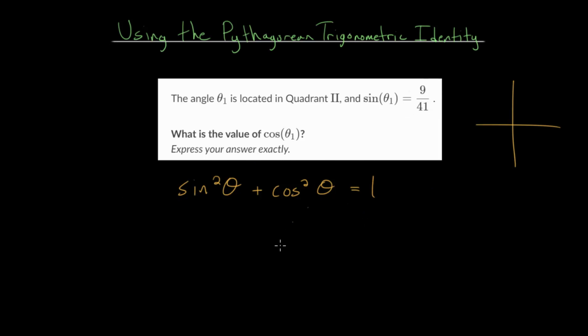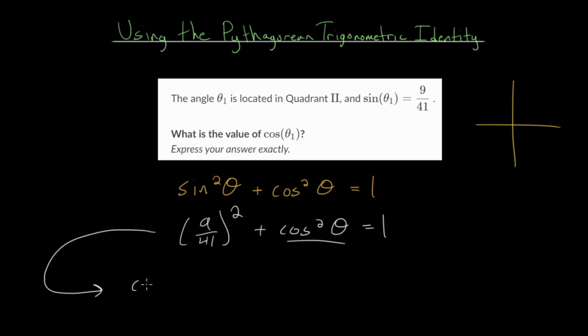So let's plug in what we know. We know that the sine of theta is 9 over 41. So we will plug that in for sine of theta, and since we're squaring the sine of theta, we will square this number. This is equal to the cosine squared of the angle, and this is equal to 1. So we will solve for the cosine, since that's what we want here. We have that the cosine squared of the angle, we can call this theta 1 if we want, is equal to 1 minus this fraction squared, but let's actually simplify this.